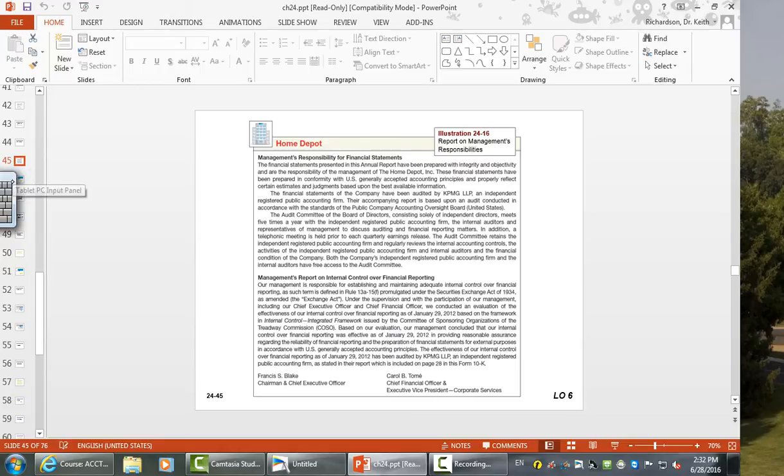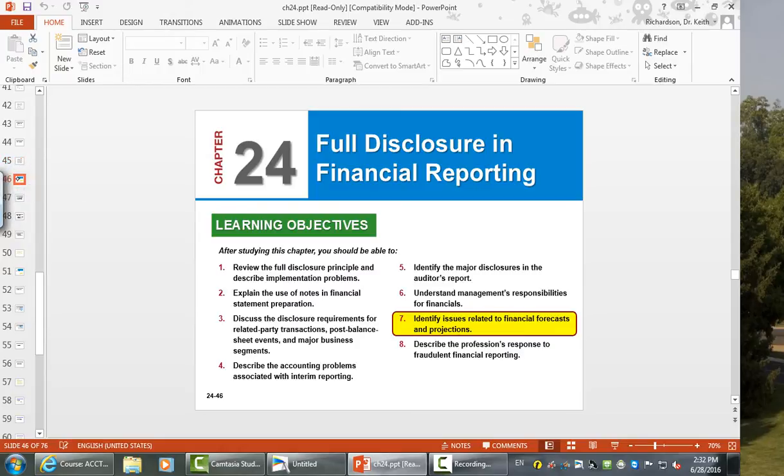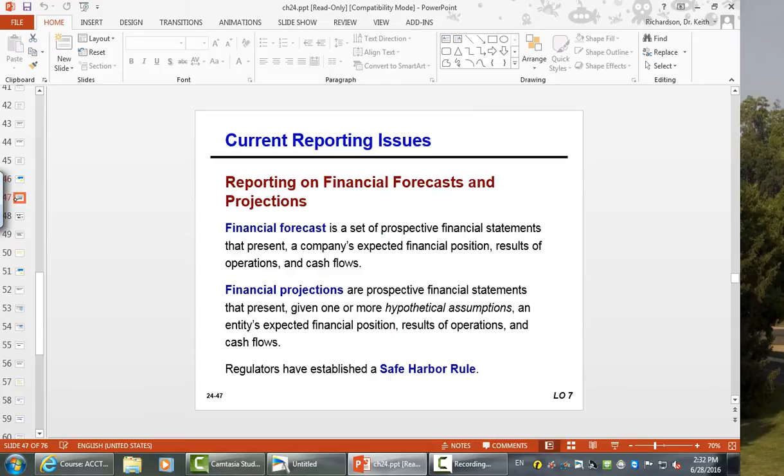Read one of those. And projections and forecasts. We can actually do reports on financial forecast and projections. What's the deal with the forecast? It is your best estimate of what's going to happen in the future. It's an estimate of the future, okay?